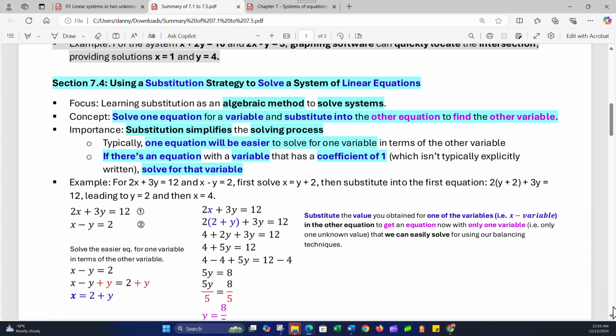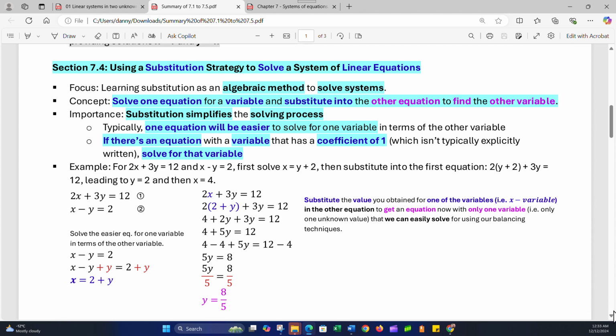So section 7.4 utilized the substitution method, and that's how they solve linear equations. So instead of graphing, which again is time-consuming, very cumbersome, and yields approximate results, we're going to use an algebraic method, so just using math to solve systems.